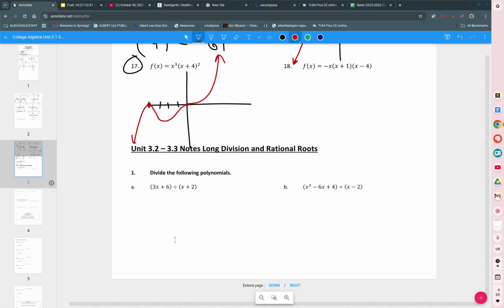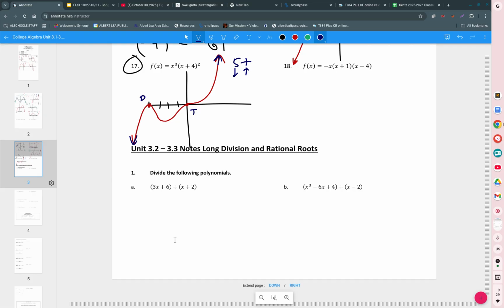Yeah, Mr. Goods. Were you gonna go over 17? Sure. So 17, if you notice, we've got a double root at -4, and we've got a triple root at 0. So this is a fifth power, and it's positive. Because it's odd, it starts opposite. So I start down here, I end up here.